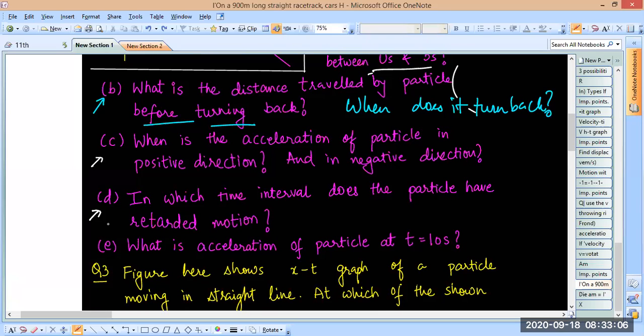D. In which time interval does the particle have retarded motion? So first of all, tell me what is retarded motion? What is the meaning of retarded motion?